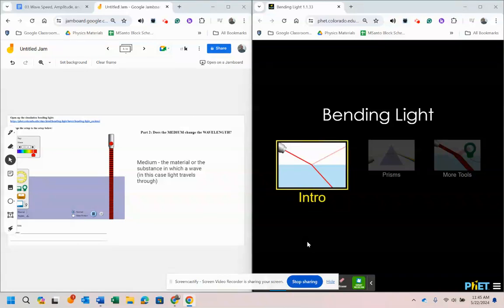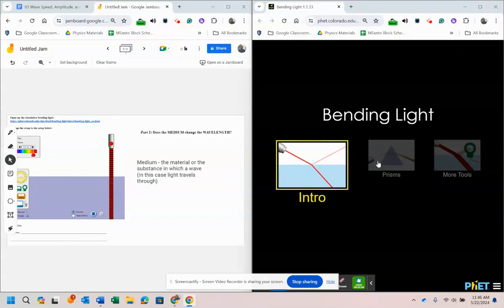All right, good afternoon. And we're going to do part two of the lab today. I'm going to work through, show you guys the first couple trials in part two, and then you're going to do the last two trials, 3 and 4, plus the questions 2, 3, and 4. So right now we're going to click on the simulation, the bending of light.